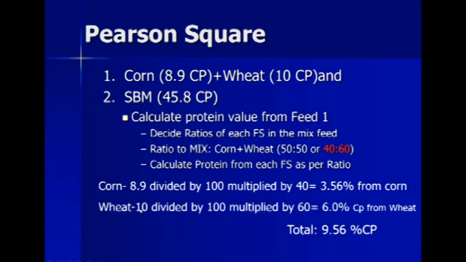And when we use wheat, wheat contains 10% protein, so 10 divided by 100 multiplied by 60, we have 6 CP from the wheat. Now, sum of these two values, 3.56 and 6, we have a total of 9.56% protein. It means if we mix 40 parts of corn and 60 parts of wheat, we will have a total of 9.56% protein coming from this feed mix.